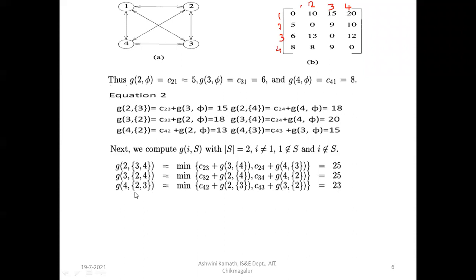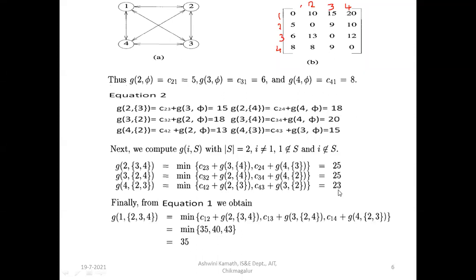Similarly, G of 4, 2, 3 is equal to the minimum of C 4, 2 plus G of 2, 3, then C 4, 3 plus G of 3, 2. Among these two, we have to find the minimum. Minimum value is 23. Finally, from equation 1, we obtain G of 1, 2, 3, 4.